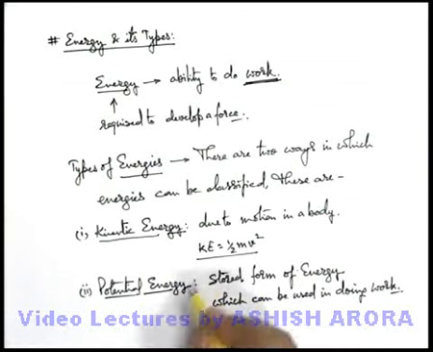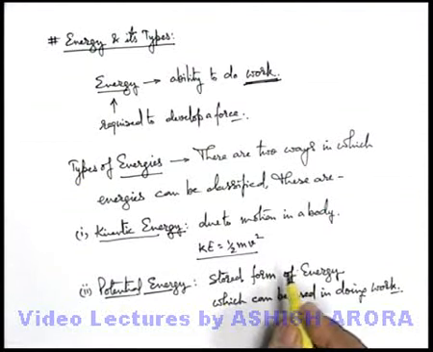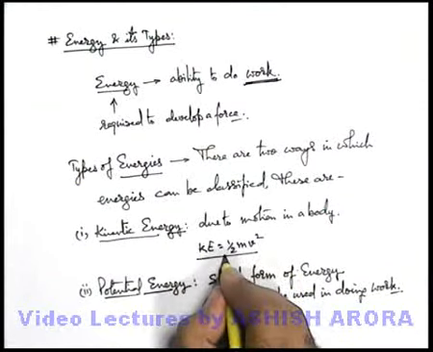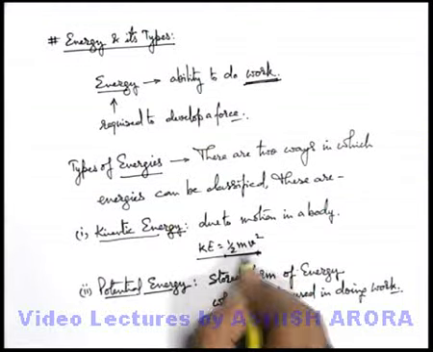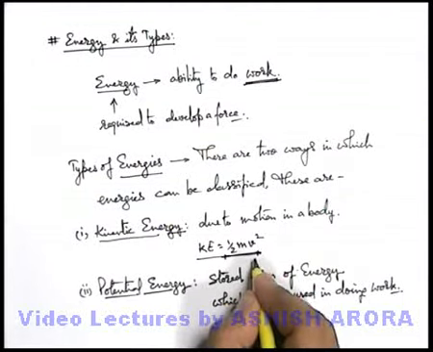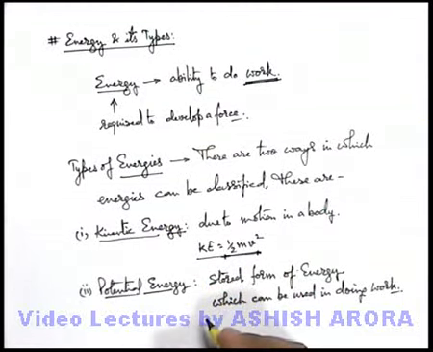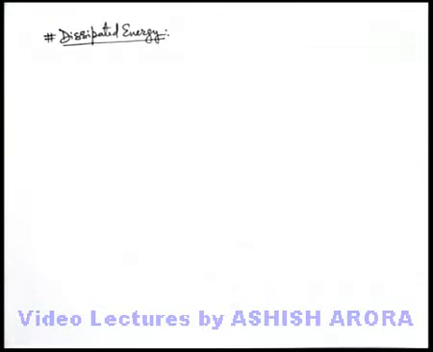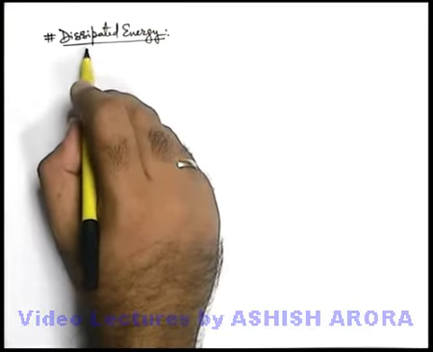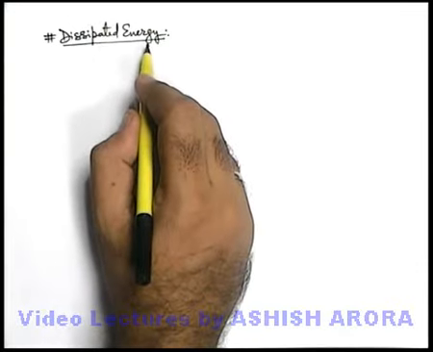Potential energy can also be of various types, but when we talk about kinetic energy, it is defined as half mv square. It is due to the motion in a body. We'll discuss about these energies in detail in upcoming parts of this chapter. Let us see one more category of energy, that is dissipated energy.